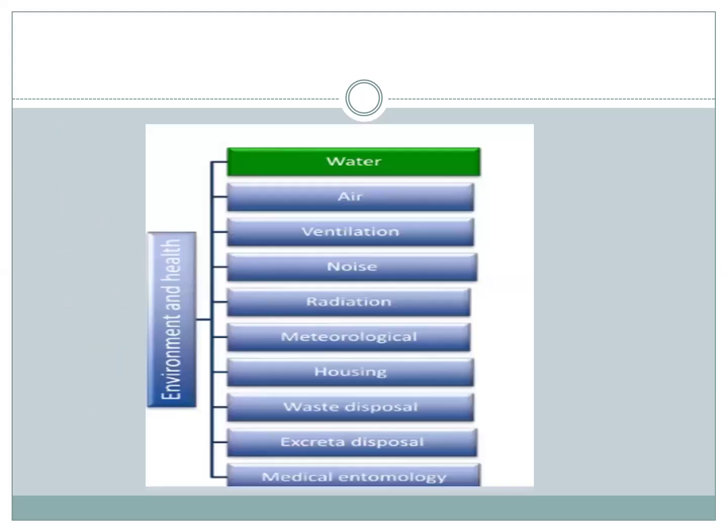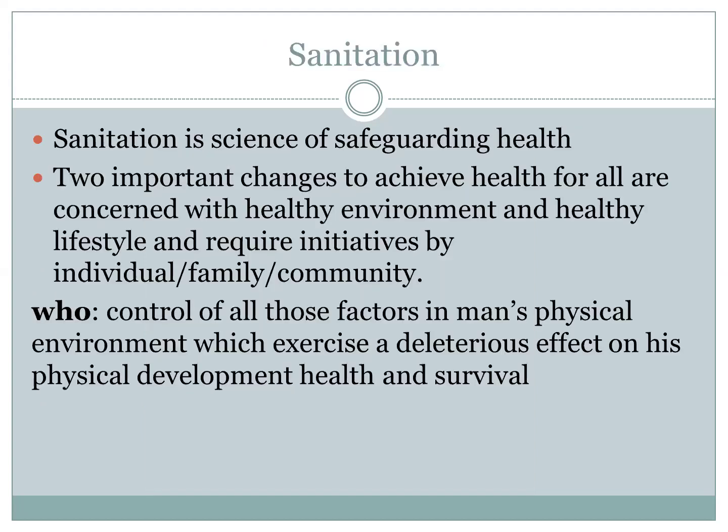So the environmental health, as I told you earlier, can be divided into physical, biological, and social health. Physical health can include water, air, ventilation, noise, radiation, meteorological factors, housing, waste disposal, and excreta disposal.